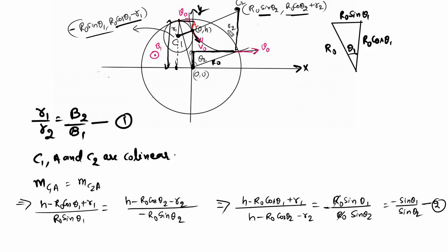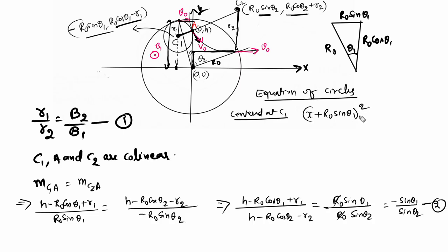One more equation I can get from the equation of the circle. We know that the equation of the circle is x minus the x coordinate of the center, squared, plus y minus the y coordinate of the center, squared, is equal to the radius squared. So the equation of circles: the first circle, which is centered at C1, its equation will be x plus R0 sine theta 1, whole squared, plus y minus R0 cos theta 1 plus R1, whole squared, is equal to R1 squared.